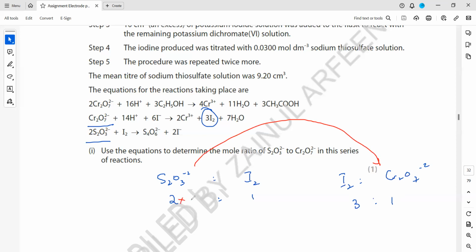If I multiply the first by 3, I get the same ratio: this will be 6 and this will be 3. Now I know 3 iodine require 6 thiosulfate, and 3 iodine correspond to 1 dichromate. So what is the relation between thiosulfate and dichromate? 6:1 will be the ratio. Because if 2 requires 1, then 3 requires 6. So 6 thiosulfate will react with 1 mole of dichromate.